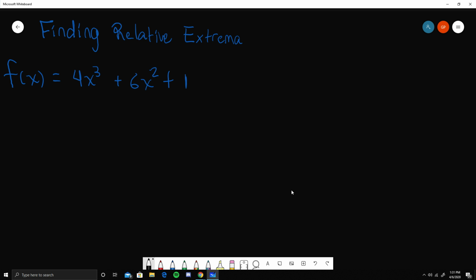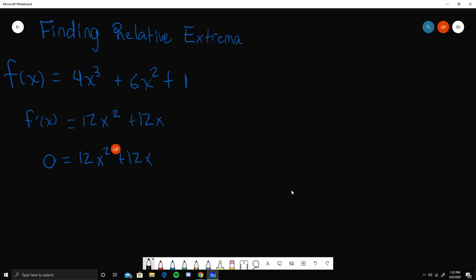In this case, they give us the function, right? So what we need to do is take the first derivative. We're just going to use the power rule, and we get f prime of x is equal to 12x squared plus 12x. The derivative of the constant is 0. So the next step is to set the first derivative equal to 0, which is exactly what we're going to do right now.